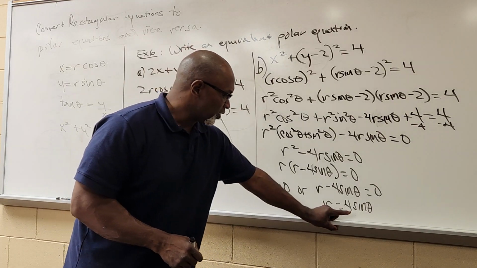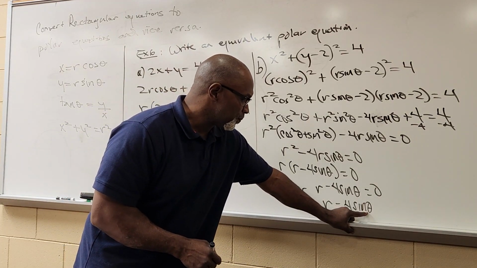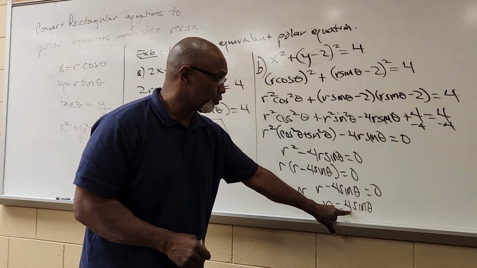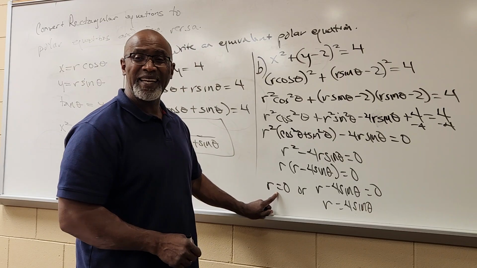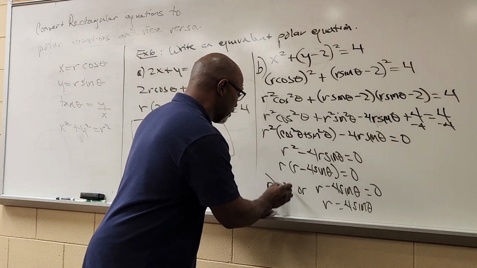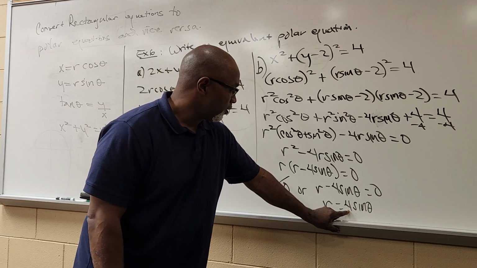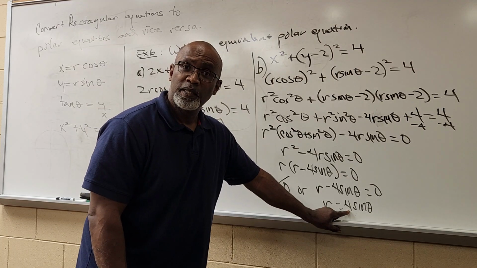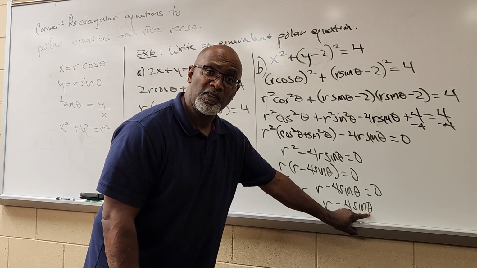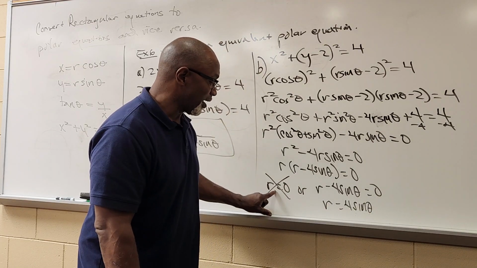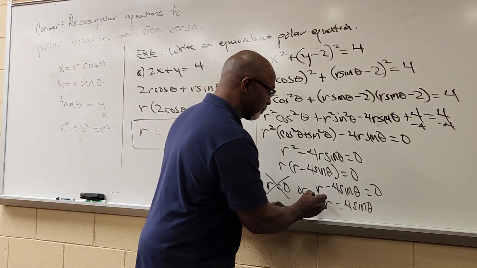And what I'm going to basically show is that this solution right here, r equals 4 sine theta, really contains this one. So I really won't have to worry about him. Because think about if theta were pi. If theta were pi, the sine of pi is 0. So 4 times 0 would be 0. So r equals 0, that solution is already included in him.